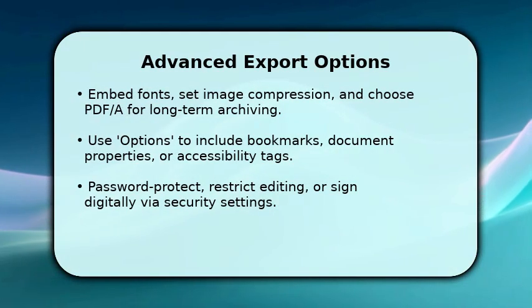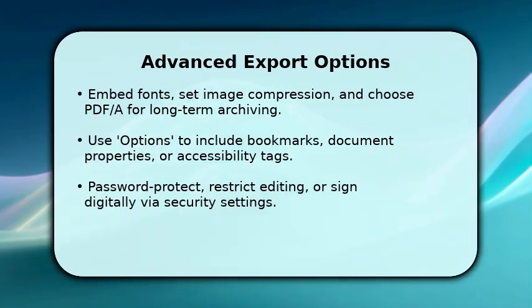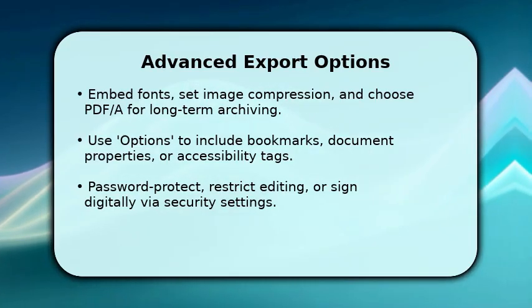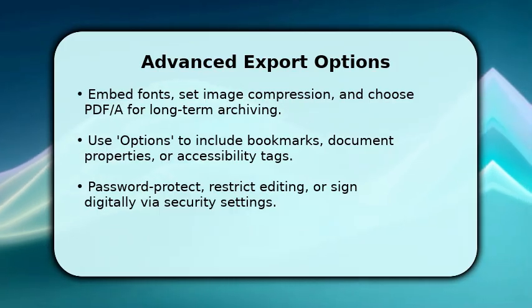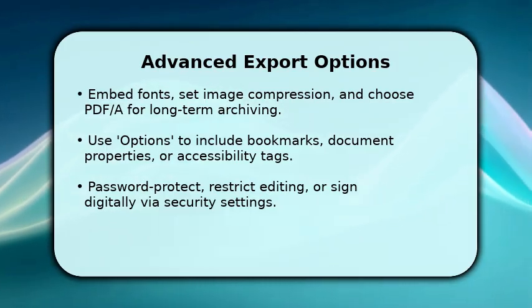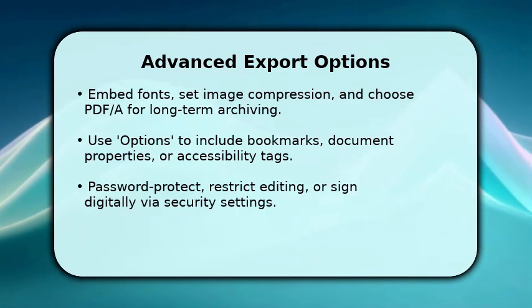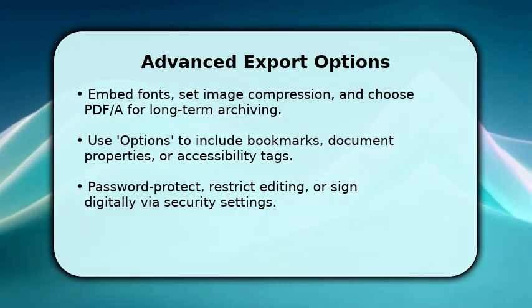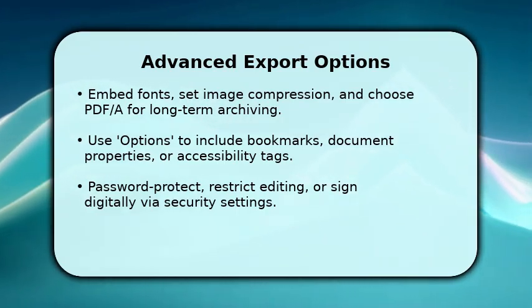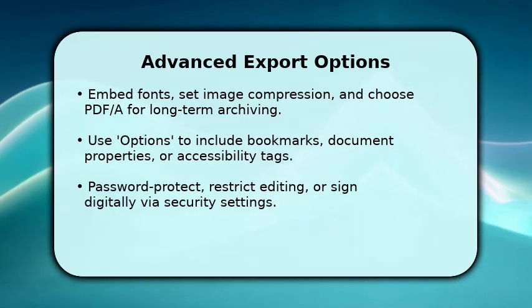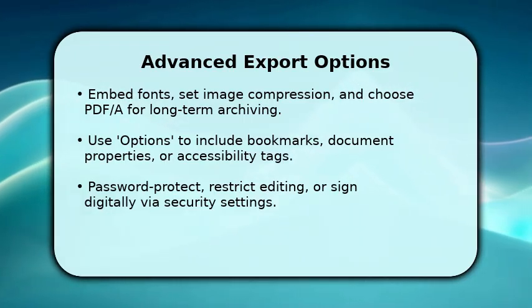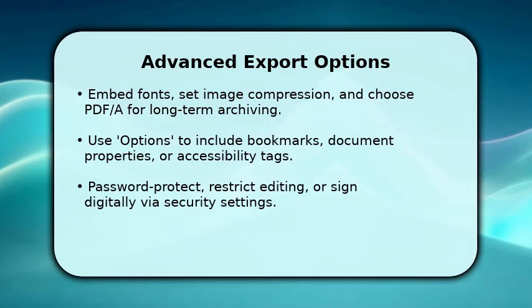Next, handle the detailed options that control fidelity and usability. For consistent display, embed fonts and adjust image compression. Choose PDF/A if archiving long-term. Click options to include bookmarks, create a table of contents mapping, or add accessibility tags for screen readers. If confidentiality matters, set a password or restrict editing and printing. Alternatively, apply a digital signature to prove authenticity.